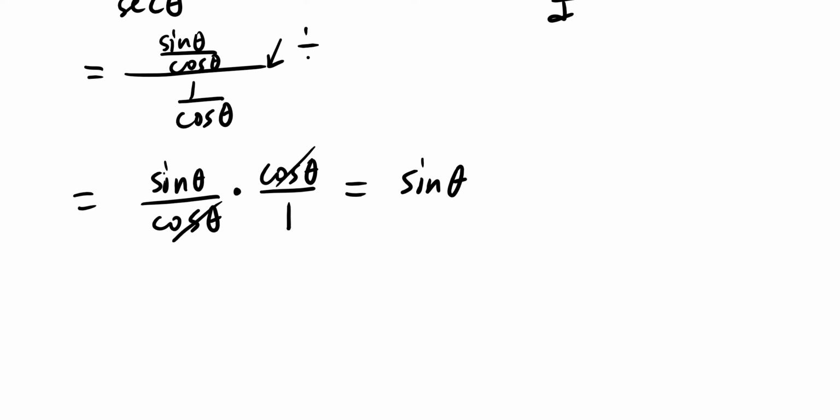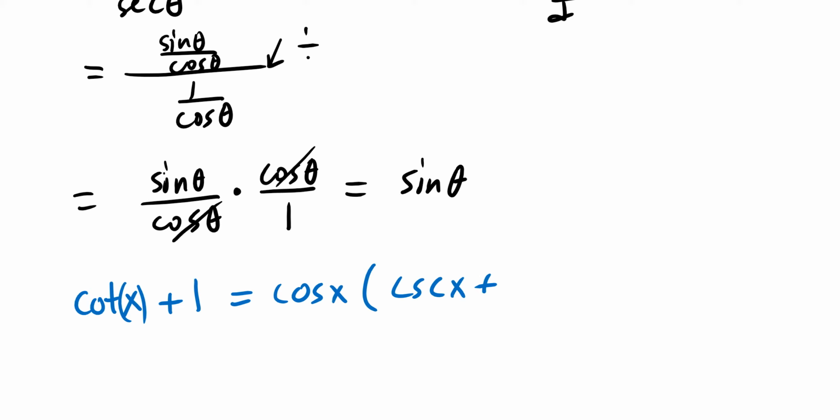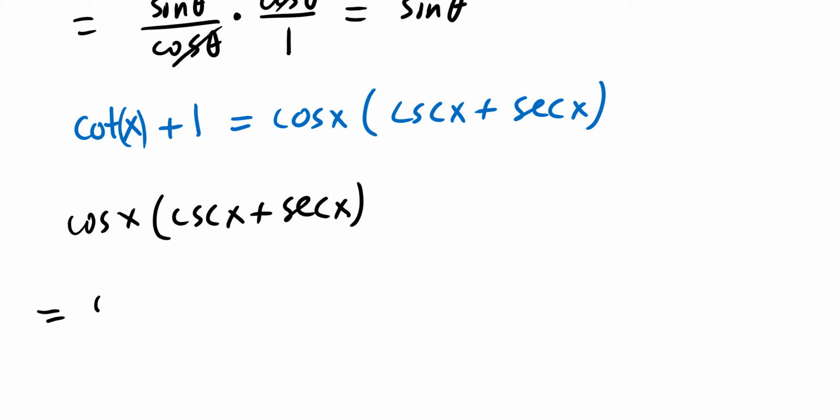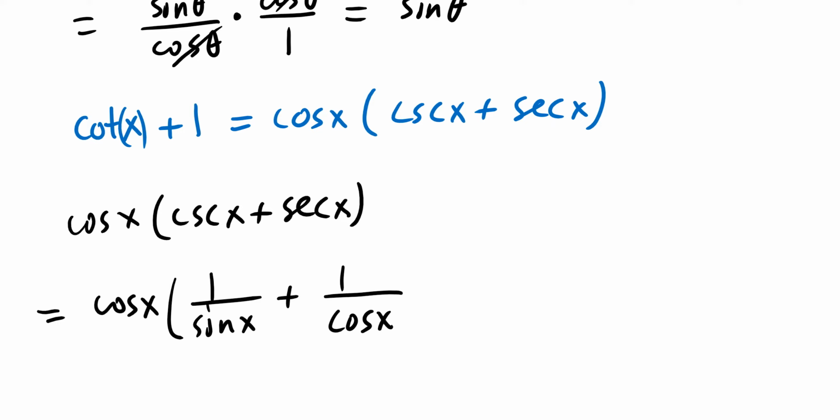Let's look at a more difficult one. Cotangent x plus 1 equals cosine x times cosecant x plus secant x. Well, let's start with the right hand side, so I'm going to write that down. And let's keep this the same. I can't do anything with cosine for now, but cosecant is 1 over sine, and secant is 1 over cosine.